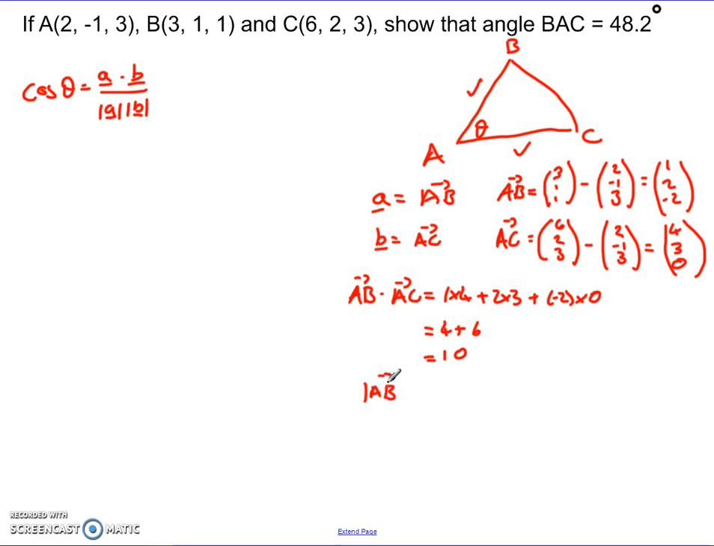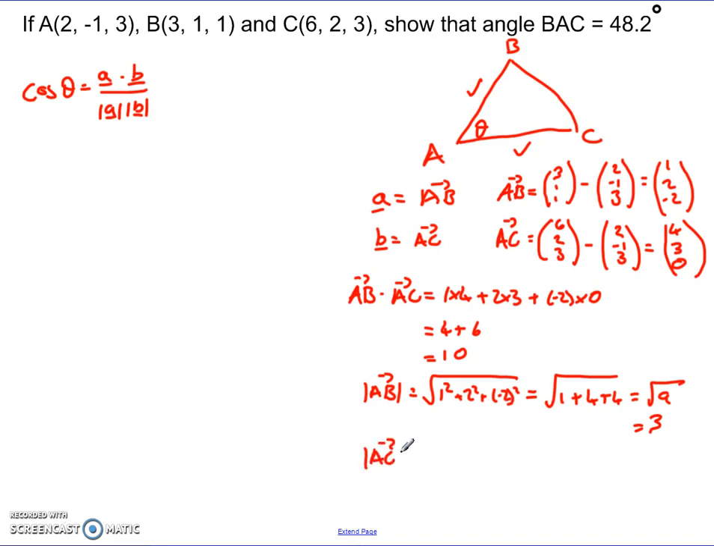So the magnitude of A to B is given by the square root of 1 squared plus 2 squared plus negative 2 squared. Gives you the square root. 1 squared is 1, 2 squared is 4, so it's 1 plus 4, and then negative 2 squared is also 4. 1 plus 4 plus 4 gives you the square root of 9, which you should all know by now, is 3.